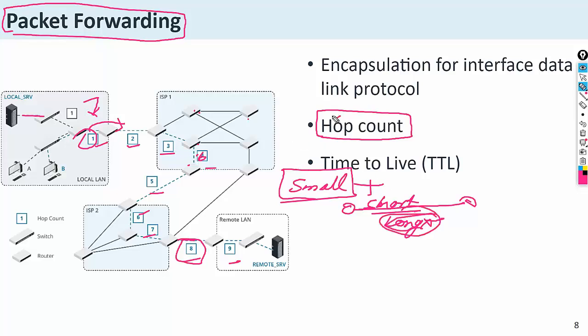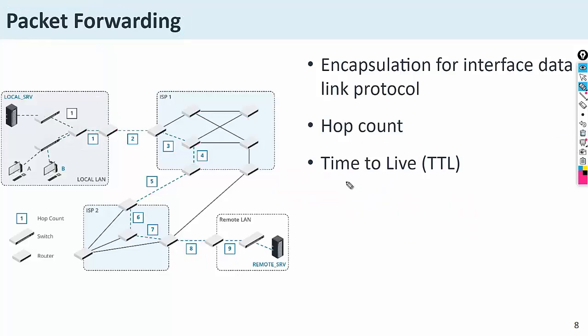So hop count is just a calculation or metric, and then there is the time to live, which means how much time it will live. Live means 64 milliseconds or seconds, 128 seconds, it depends.